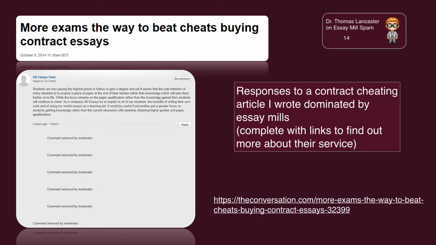And these also get a load of spam. So here is a blog post I wrote for The Conversation, which is like an academic news site where you share details about your news stories. And unsurprisingly it was about contract cheating, so it was about essays. It very quickly got a load of essay mill spam. You'll see most of it has been removed because I asked for that to be removed. It wasn't removed automatically.